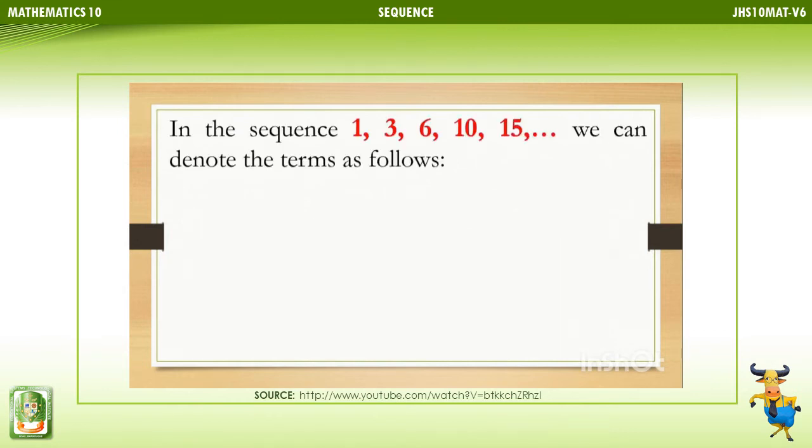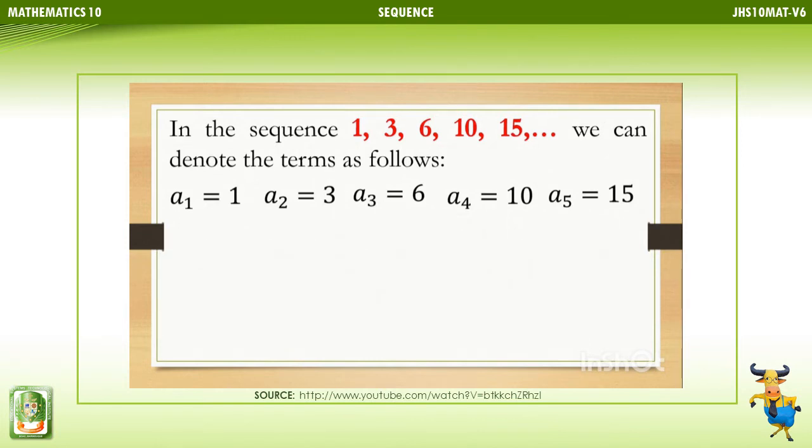In the sequence 1, 3, 6, 10, 15, we can denote the terms as follows. So, a sub 1, yung 1 na to, that is first term. So, what is our first term? That is 1. a sub 2 means second term. That is 3. a sub 3, that is your third term. So, that is 6. a sub 4 is 10. And a sub 5 is 15. Siya yung panglimang term dun sa sequence.